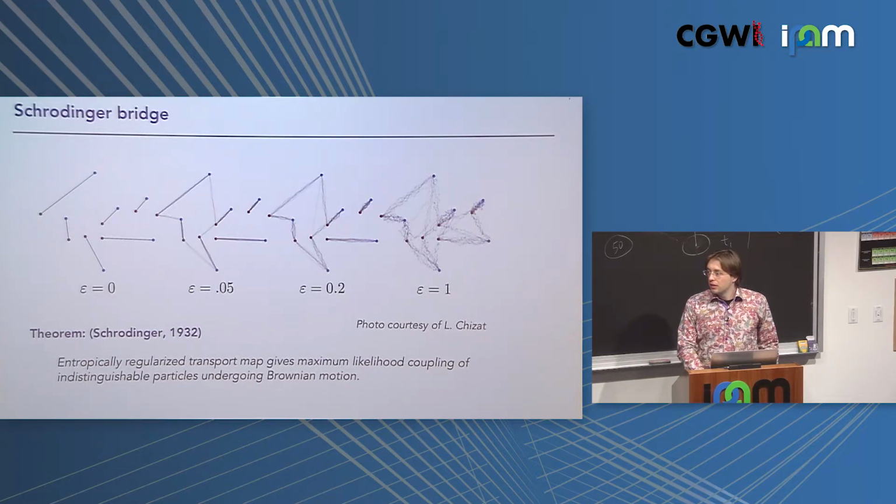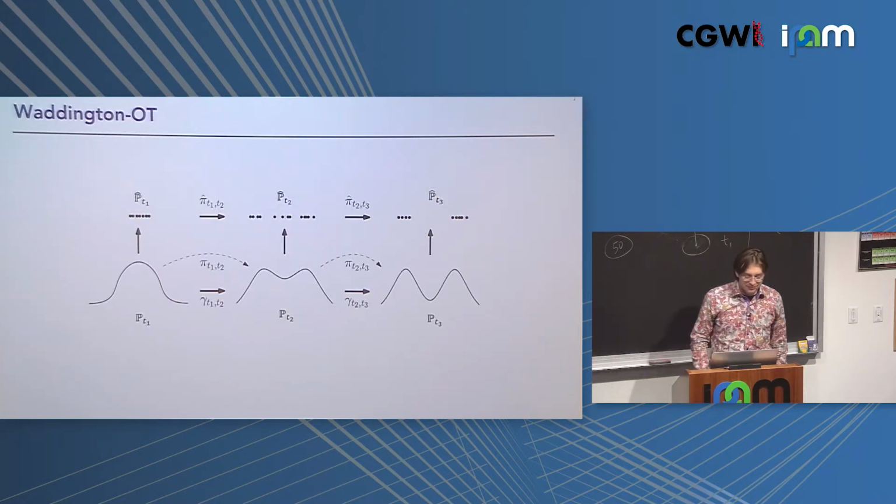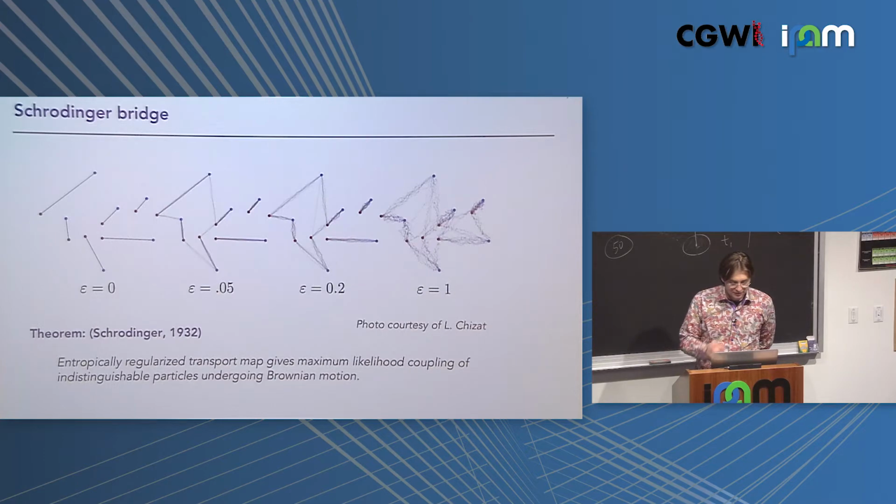Was he using that language? He was using slightly different language, and he wasn't using the word optimal transport. Sorry, can you repeat that? How do you know how much to regularize? There's a maximum likelihood, there's only one. Just conceptually, if you knew the Brownian motion variance parameter, that would tell you, and you set that equal to the entropy regularization parameter, then that would be maximum likelihood.